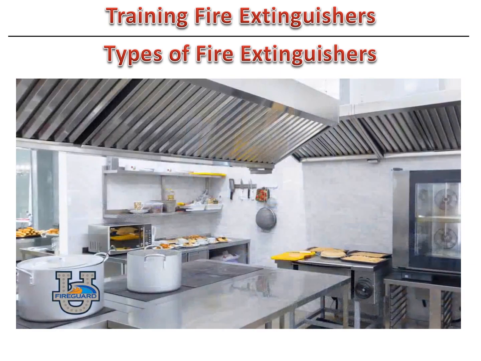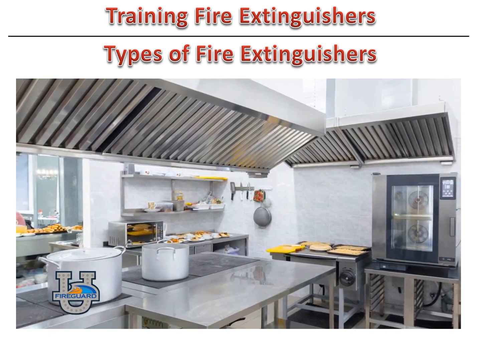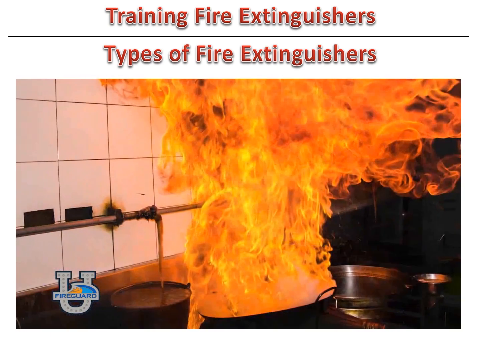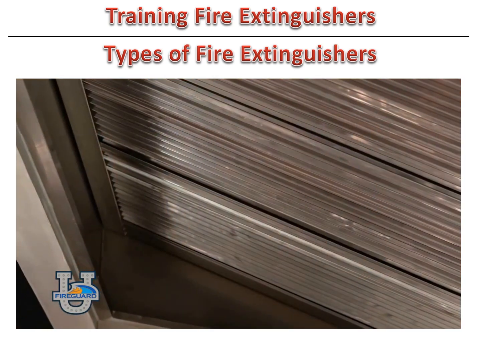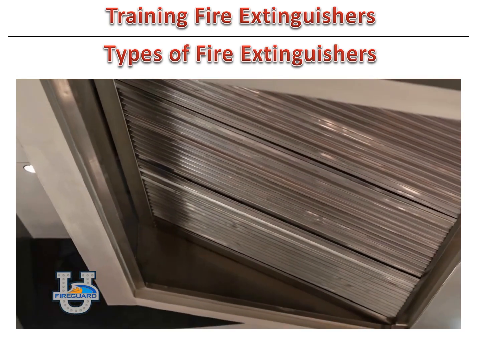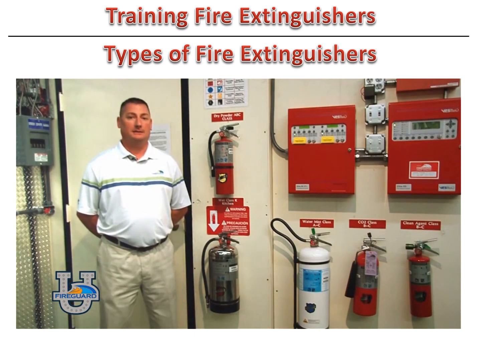The Class K extinguisher is specifically designed to extinguish kitchen fires involving cooking oils and greases. This unit is to be used in conjunction with a pre-engineered hood system. I hope this helps you understand the basics of fire extinguishers.